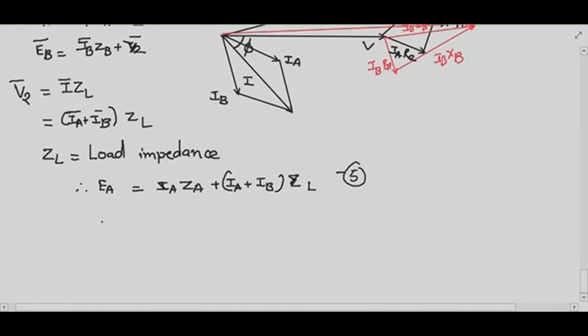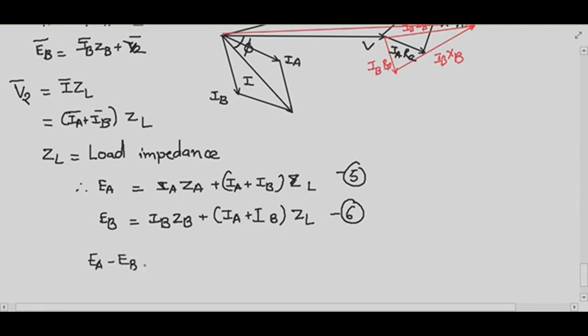Similarly, I can write down for EB. What is EB? IB ZB plus V2. What is V2? IA plus IB into ZL. This is your equation number 6. Just a minute, students. I will write down this properly. Okay. So now, if I subtract equation 6 from 5, then what will I get?